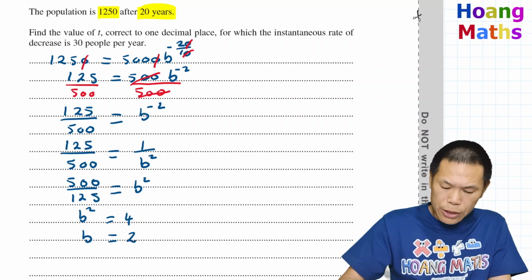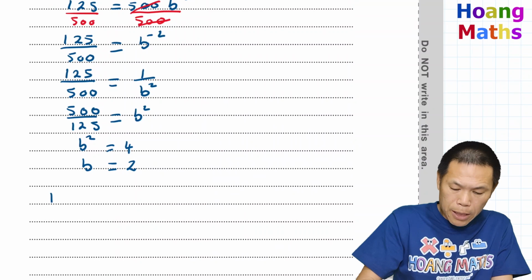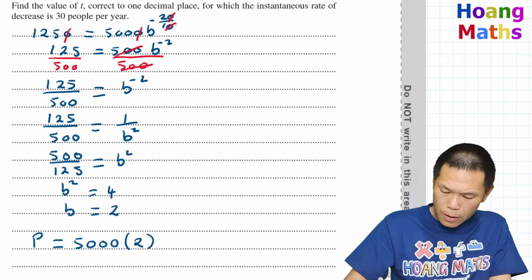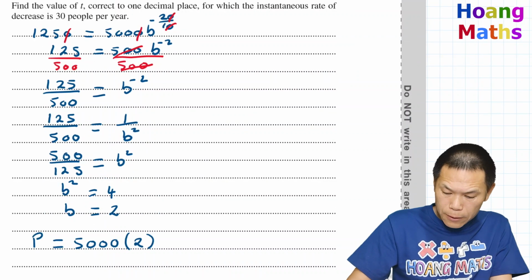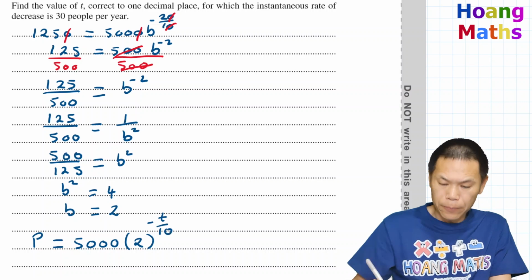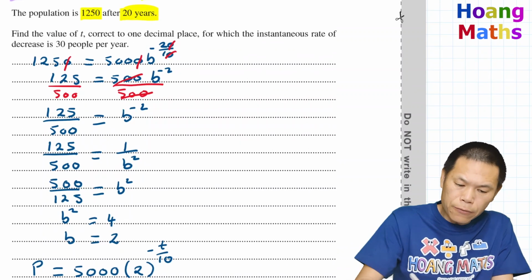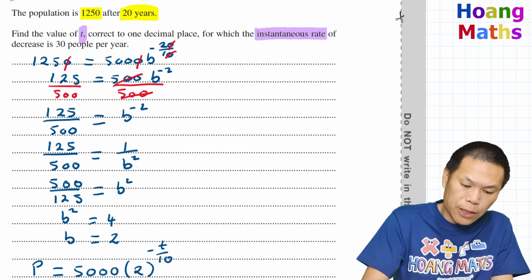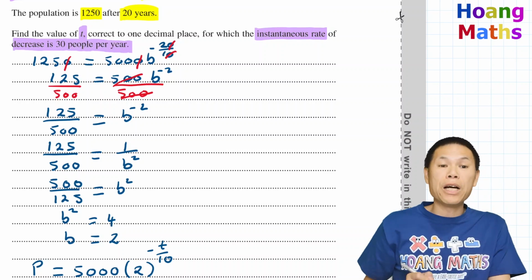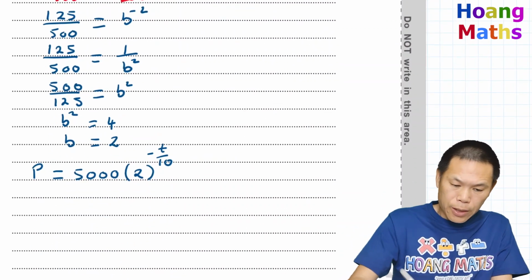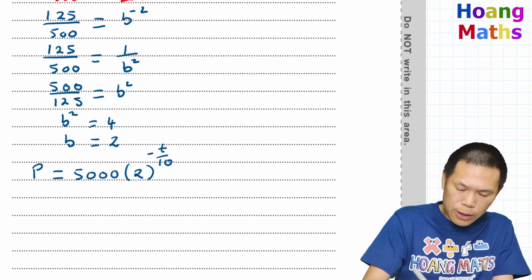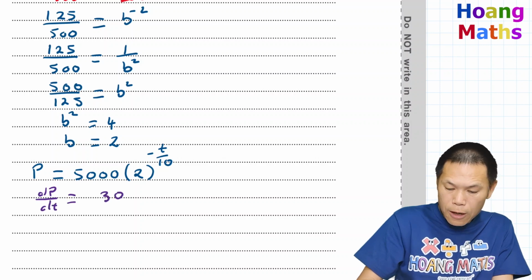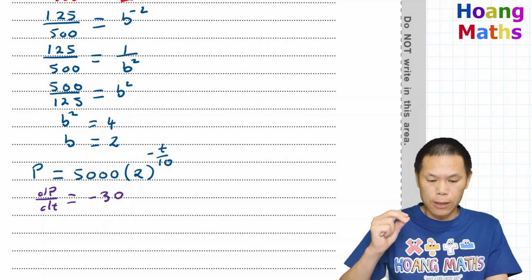So now the equation is this. P is equal to 5,000 times 2 to the power of negative T over 10. So the question is, we need to find the value of T for which the instantaneous rate of decrease is 30 people per year. So in other words, dP/dT, let me just note this down for you. So dP/dT is 30, but it's negative because it decreased. Okay, keep that in mind.